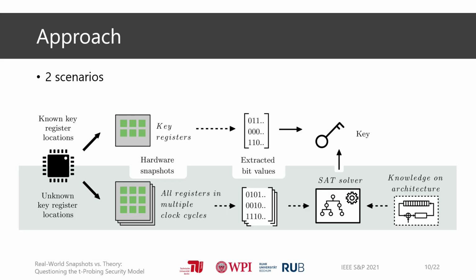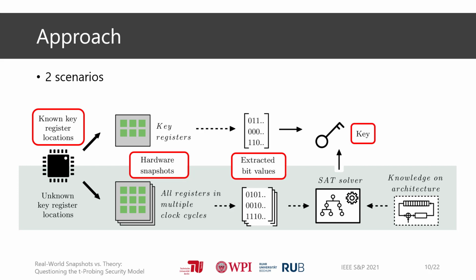For our attack approach, we are considering two scenarios. One scenario where the memory locations of the key registers are known, and one scenario where they are unknown. In the first scenario, which is more simple, we only capture snapshots of the key registers and then extract the individual shares from the images, so the bit values from the images, and can obtain the key by simply XORing the shares.